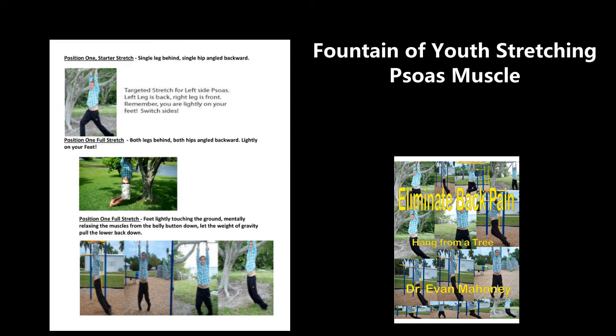Now, when the patient feels comfortable with their grip, then they can bring both legs behind, both hips angled backwards, lightly on their feet. Now, their feet are touching the ground. You don't swing, just keep the toes on the ground, but you are fully supporting yourself on your arms, shoulders, and hands. So you have to make sure of confidence in the grip. Position one, full stretch, feet lightly touching the ground, mentally relaxing the muscles from the belly button down. Let the weight of gravity pull the lower back down. And that's what this is. It's a decompression stretch. We're letting the weight of gravity just pull and stretch the legs down.